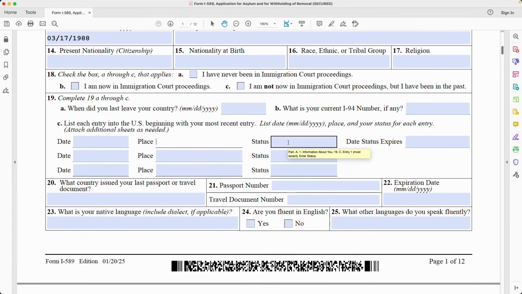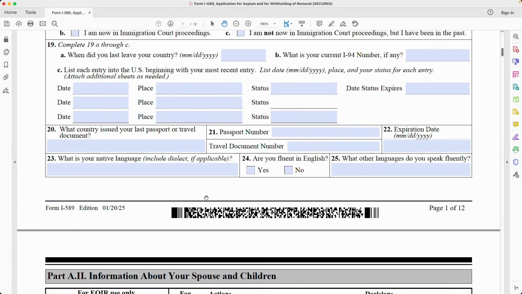Next, write the place of your most recent entry. If you had legal status, like a visa or parole, when you entered, you can write that here under status, and then write the date it expired or will expire here. If you did not have legal status when you entered the United States, you can write here no status where it says status. On the lines below, if you entered the United States in the past, write the date, place, and status for any previous times that you entered the United States.